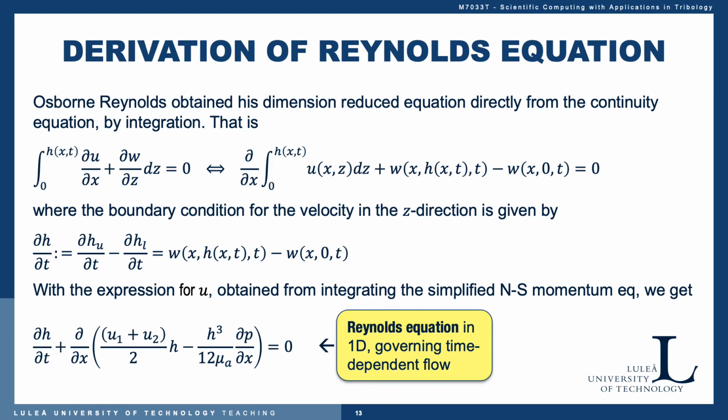So the way Osborne Reynolds did it, after having the velocity field, was that he integrated the continuity equation from zero to the clearance of the gap between the surfaces, h, and by doing so, and together with the boundary condition for the velocity in the z direction, w, he was able to obtain the Reynolds equation, and here it's presented in 1D for the time-dependent 2D flow situation.